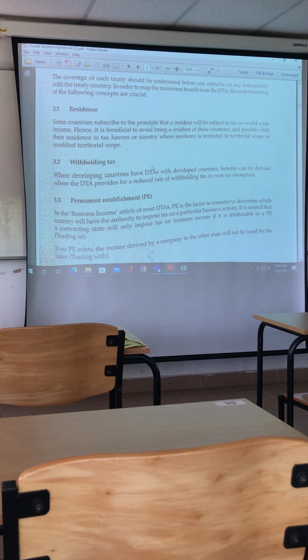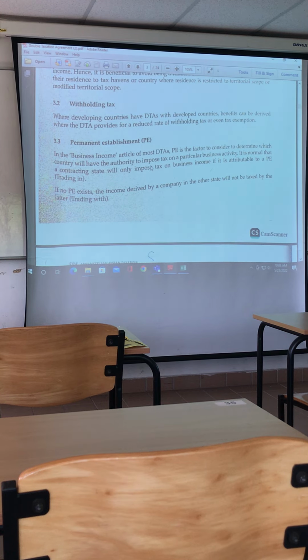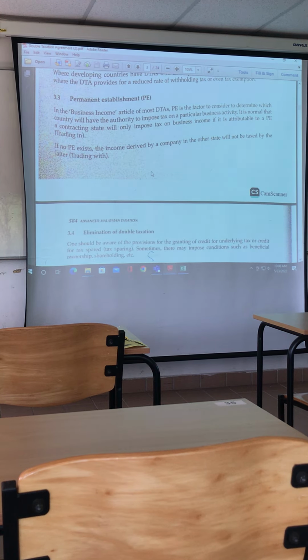And then we also have permanent establishment, which is a very important part of the double tax agreement. We are talking about permanent establishment, where our interest is more on business income. Business income, not royalty, not interest, not employment income. It's business income.